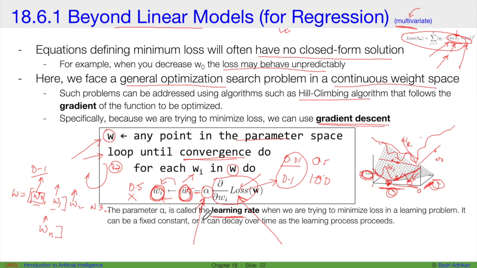And it can be either a fixed constant. Usually it is a small number like 0.001 or 0.01, etc. Or it can be something that decays over time. So initially it may be, say, 0.001, and then later it can be 0.0001 during the process of training. So it can be either a constant or it can decay over time.